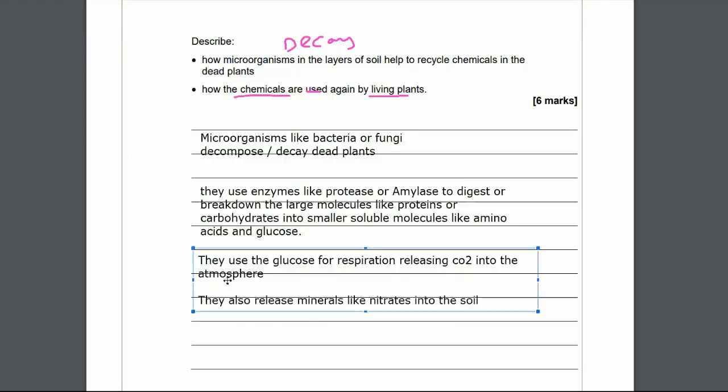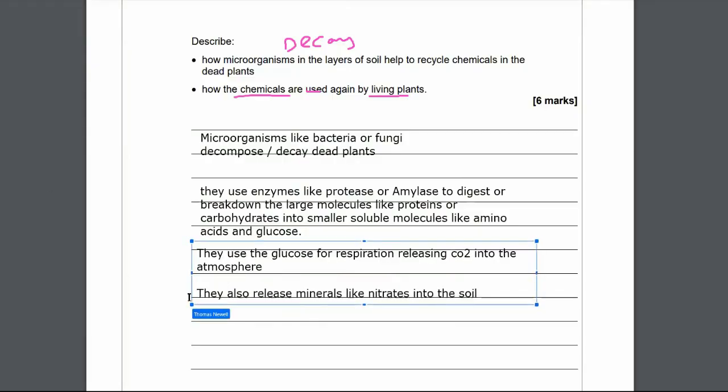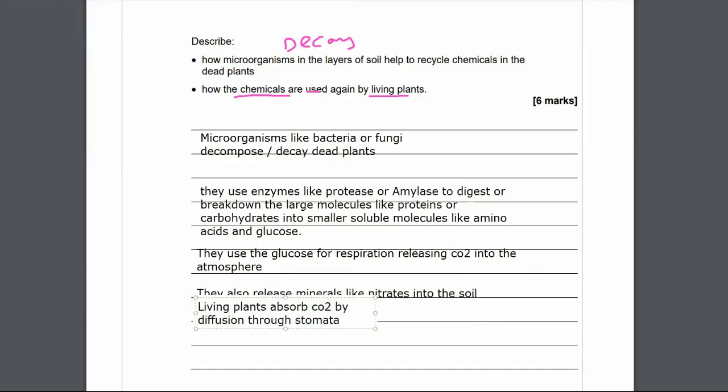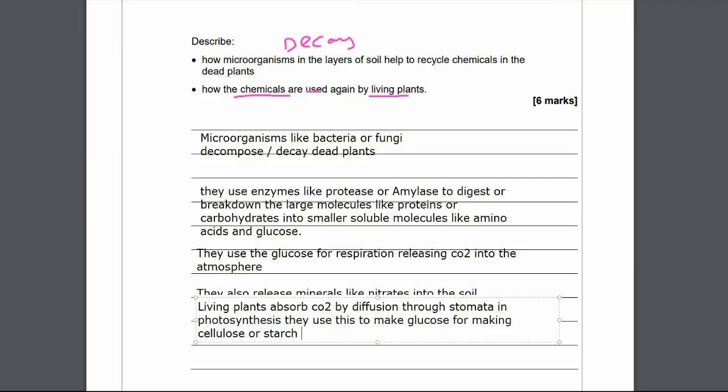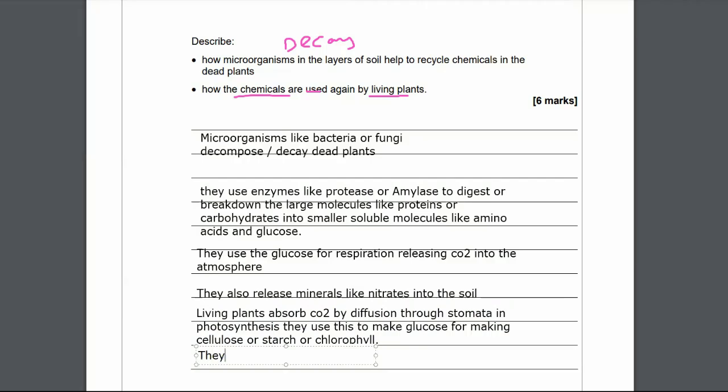Now, the second part of the question is asking us, so we've explained how these chemicals like carbon dioxide, nitrates, etc., are recycled. But how is it that the living plants use these chemicals? Well, living plants absorb carbon dioxide from the atmosphere. Remember that was released by the bacteria when they did the decay. They absorb that through their stomata by diffusion, and they use it in photosynthesis to make glucose in their bodies, which they go on to make starch and large molecules. They can make cellulose in their cell wall. They can add it to nitrates to make amino acids and proteins, to build structures within them. And they can add it to magnesium to make chlorophyll, which is another one of the minerals released during decay.